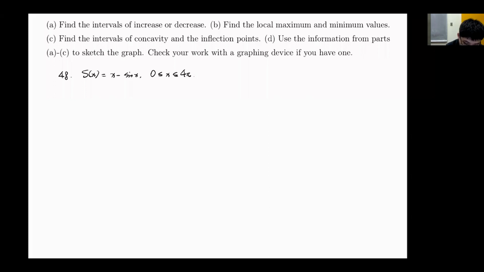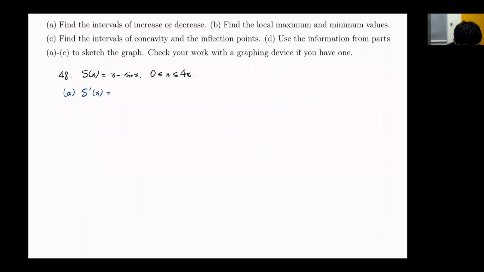We are interested in the function s of x given by the formula x minus sine of x, but we are only interested in this region, namely x is between 0 and 4 pi. So let's first start by figuring out the intervals of increase and decrease. So that means we need s prime of x.